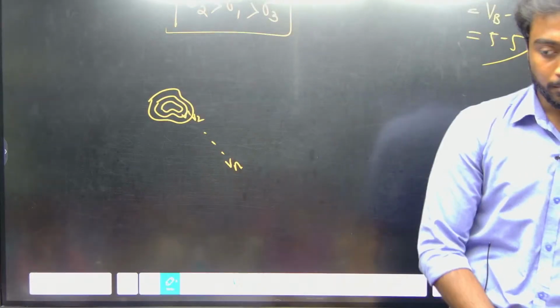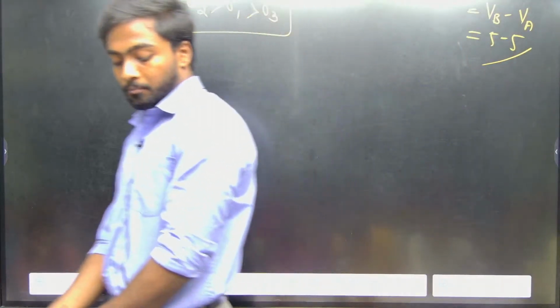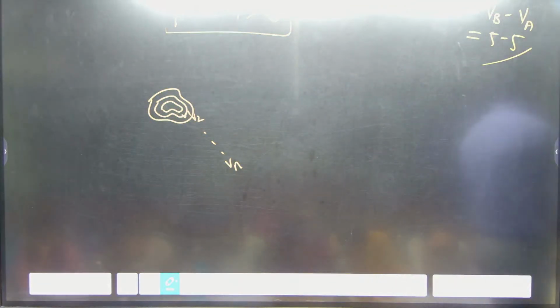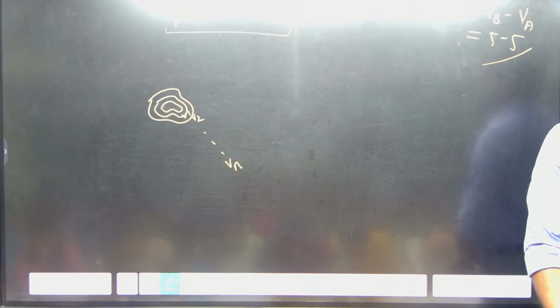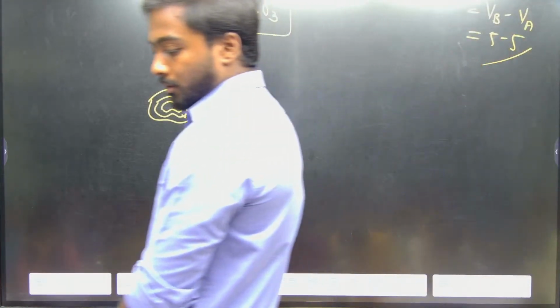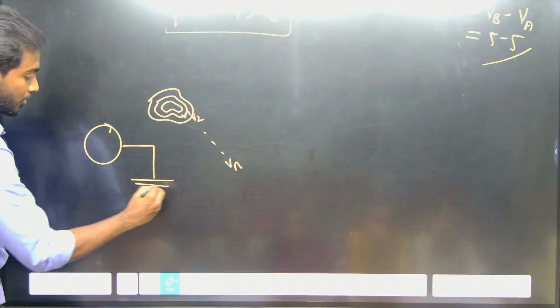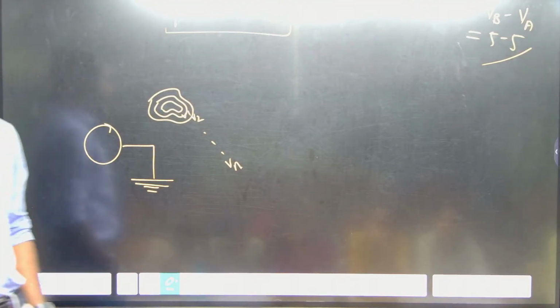Fourth point: when a conductor is connected to earth, potential is 0. If I talk about this as my conductor, and I connect this conductor to the earth, the potential is 0.